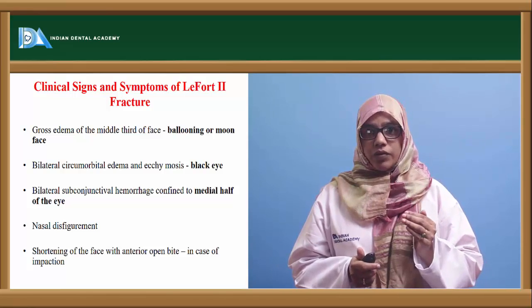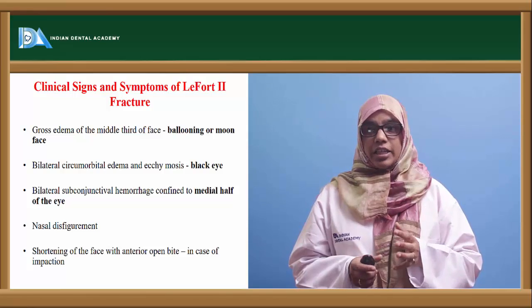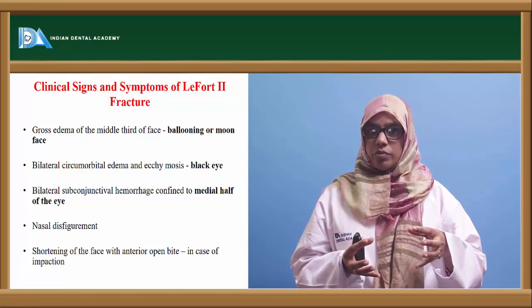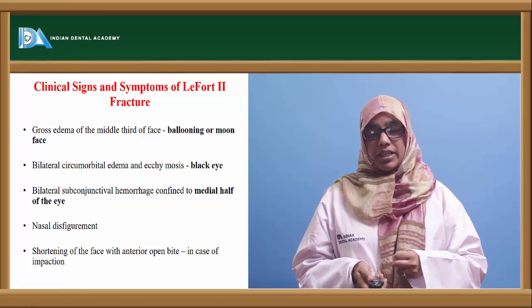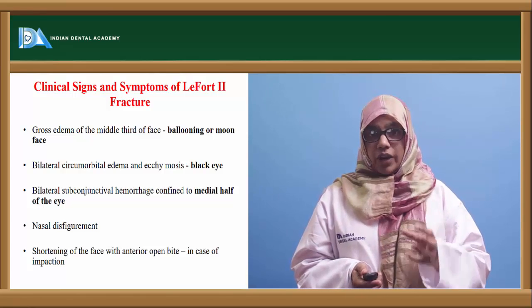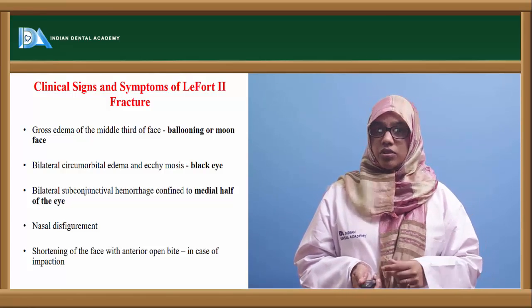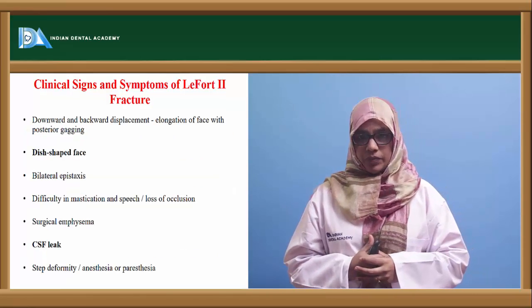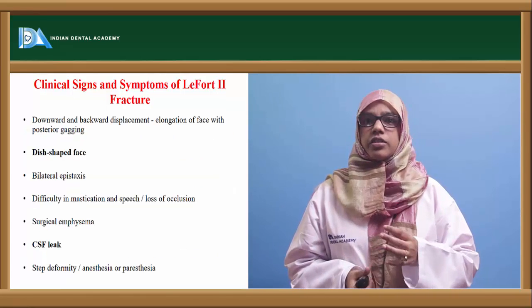There is flattening of the face with the anterior open bite. The face will become short with anterior open bite in case of impaction. If the fractured segment moves down, then there is posterior gagging and elongation of the face. There is a typical dish face deformity.